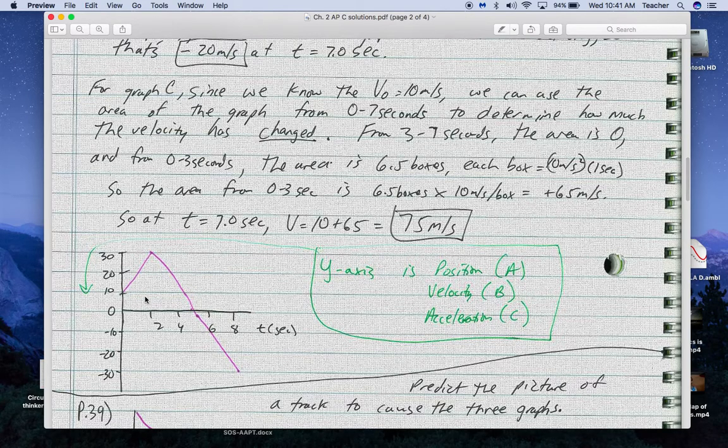And you could either do that by counting boxes or using geometry. I ended up counting boxes and recognizing that each box is 10 times 1. So I ended up getting a change in velocity of 65 meters per second, plus my initial velocity that it told me was 10 meters per second. So that's the final velocity of 75 meters per second.